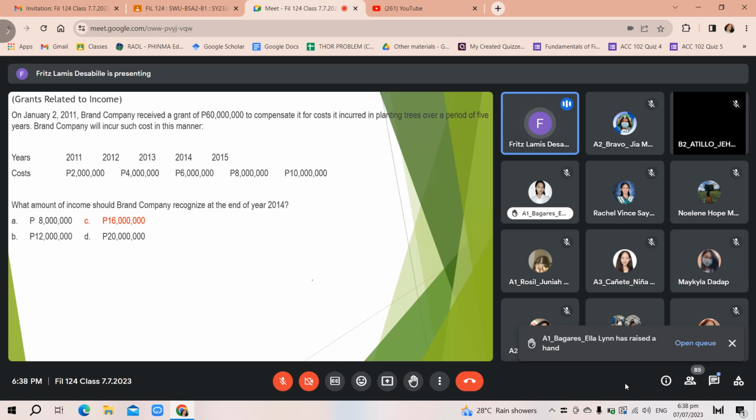Sige. So for costs it incurred in planting trees over a period of 5 years. So 5 years ang obligation, and ang obligation nato is to plant trees, no? Nya gitagaan ta ni government og 60 million. Now 2011 to 2015. Okay.